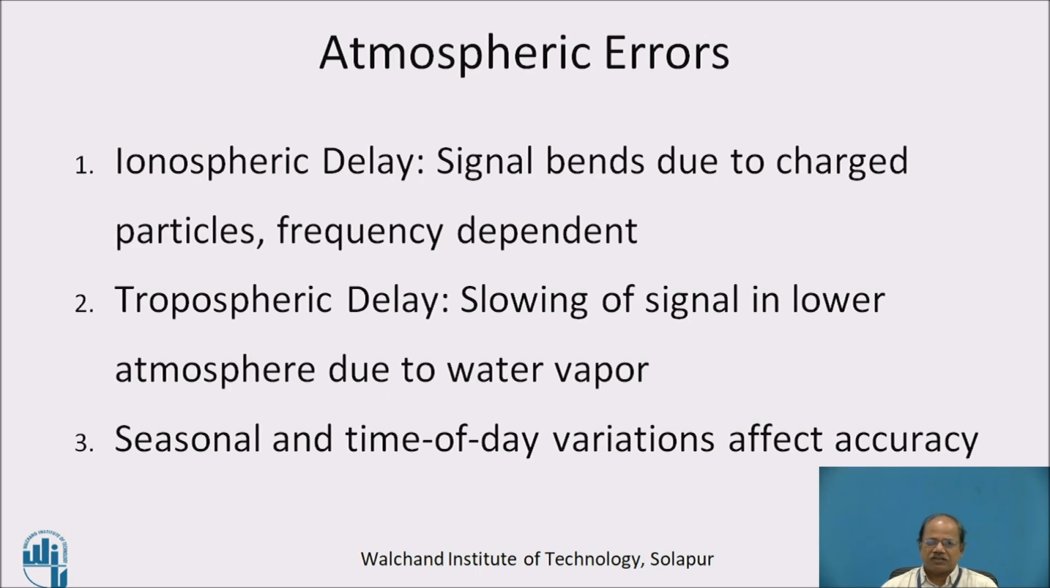The other one related to the atmospheric error is tropospheric delay. This is showing a slowing of signals in the lower atmosphere due to water vapor.